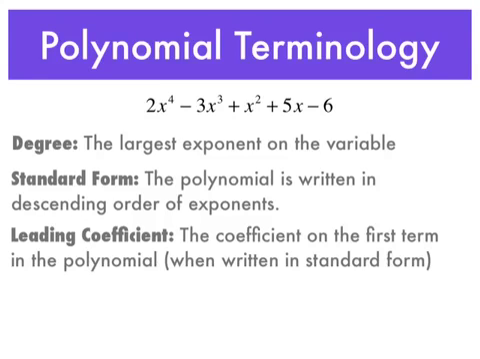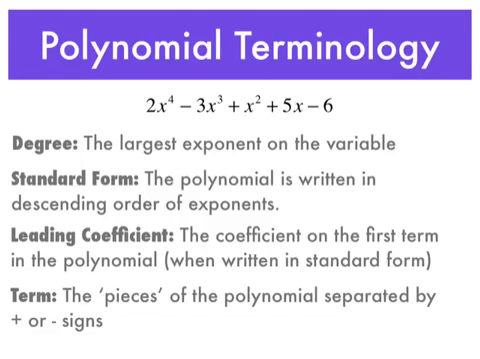Leading coefficient. So coefficient, remember, is a number that's attached to a variable. Leading means it's in front. So the leading coefficient is the coefficient on the first term in the polynomial. It must be written in standard form for you to be able to call it a leading coefficient. So because this is written in standard form, my leading coefficient would be this 2.